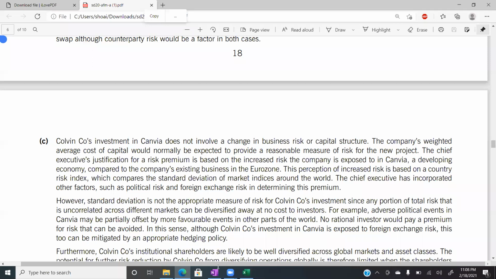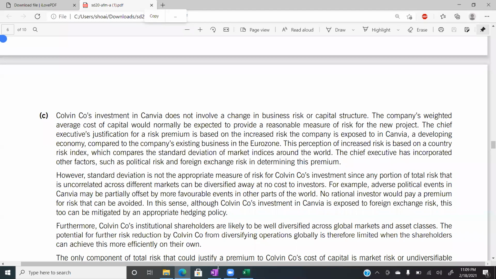This perception of increased risk is based on a country risk index which compared the standard deviation of the market indexes around the world. The CEO has incorporated other factors such as political risk and foreign exchange risk in determining this premium. However, standard deviation is not the appropriate measure of risk for Colvin Company's investment, since any portion of the total risk that is uncorrelated across different markets can be diversified away at no cost to investors. So, what is the meaning of this statement?